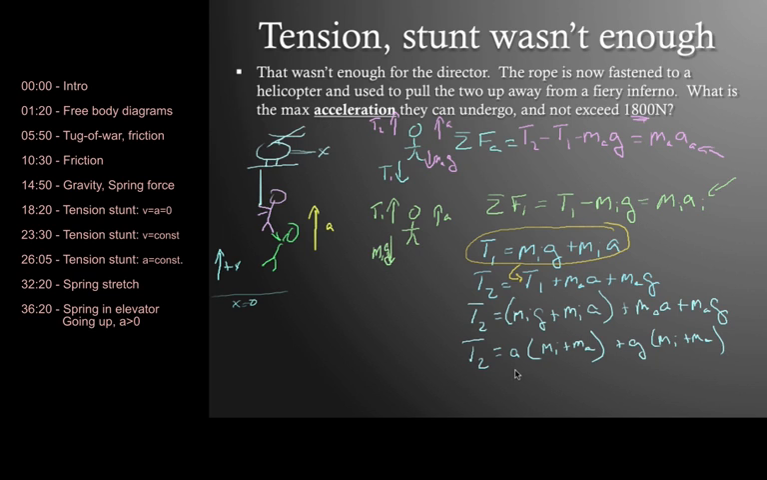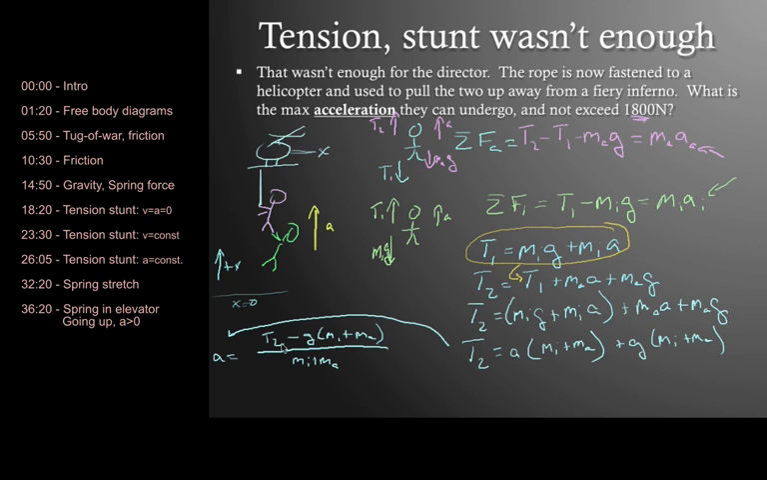Alright, so what I actually cared about was this acceleration. So let's solve for the acceleration. So I'm coming over here. So what I'm going to do is bring this term over to this side and then divide by this. So I'm going to get A is equal to T2 minus G times MI plus MA, and then now I have to divide by this MI plus MA.